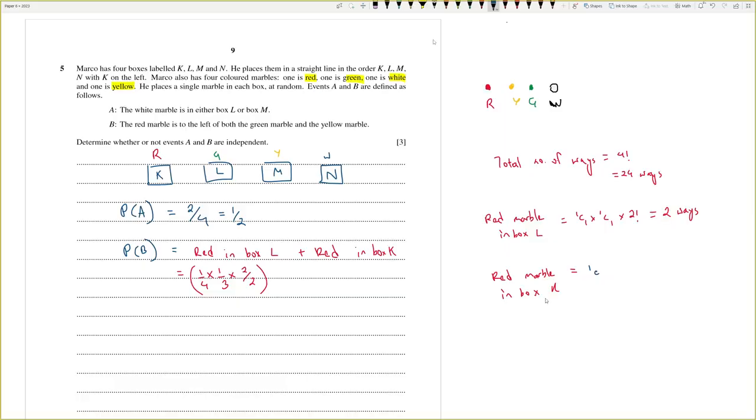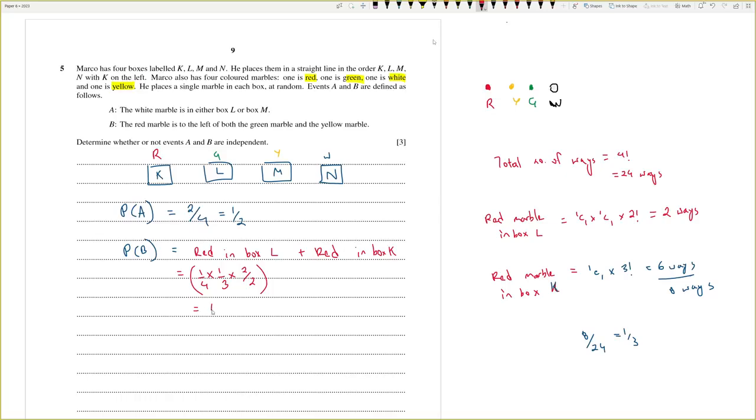So for the red marble, it's going to be 1c1, and for the other 3, it's going to be 3 factorial. So how many ways do we have? 6 ways. So in total, we have 8 ways. So what's the probability? It's 2 plus 6, 8, 8 by 24, or 1 by 3. 1 by 3 is our probability.